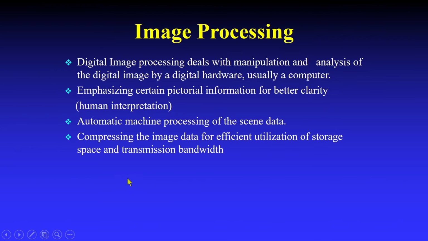So next one is, what is image processing? Image processing is the manipulation and analysis of the digital image by digital hardware, for better clarity, that is for human interpretation, and automatic machine processing of the scene data. So that is image processing.